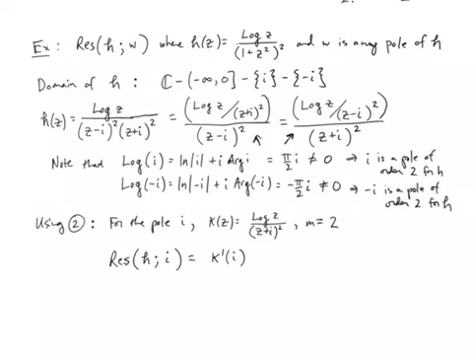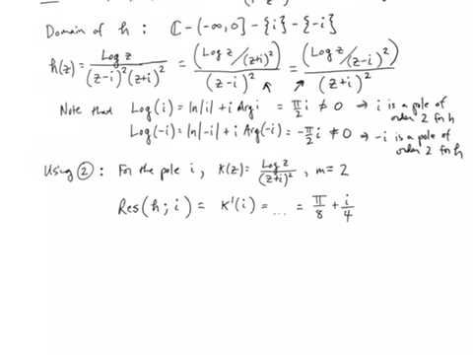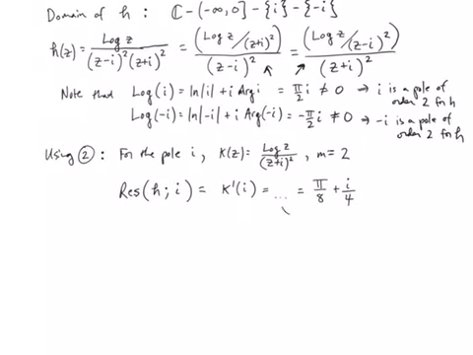You just have to use the quotient rule. So this is some computation here that I will allow you to do. I won't spoil the fun for you. And you get pi over 8 plus I over 4. Okay, so this is just a standard computation.